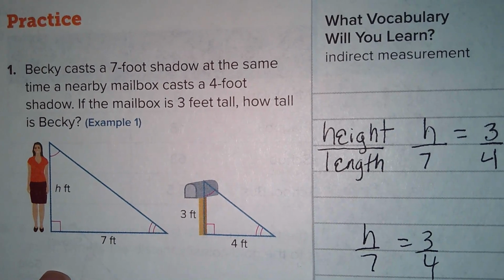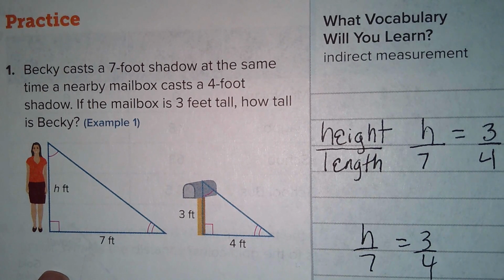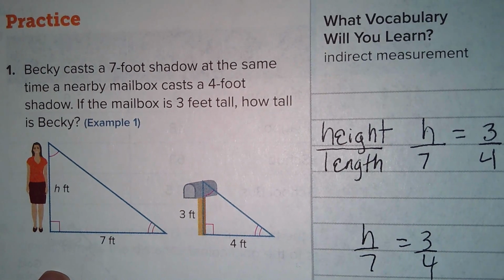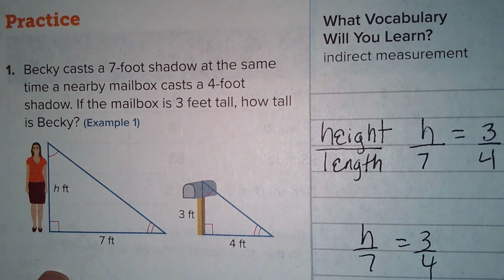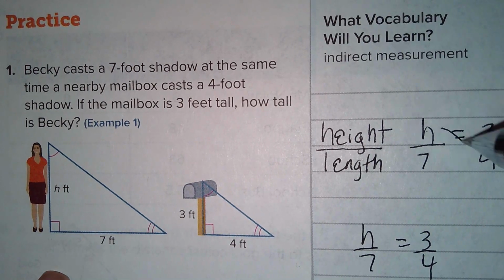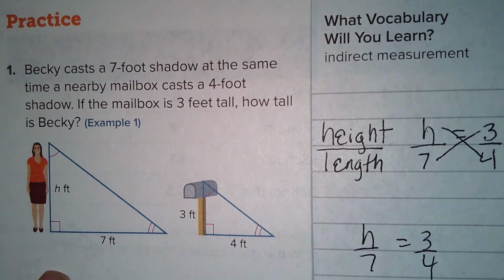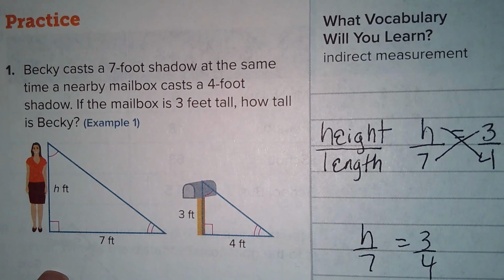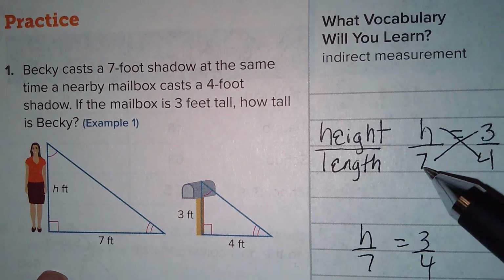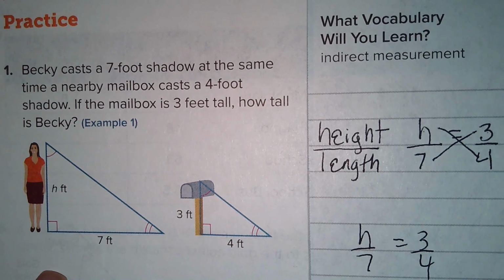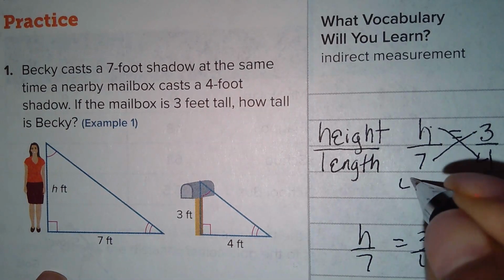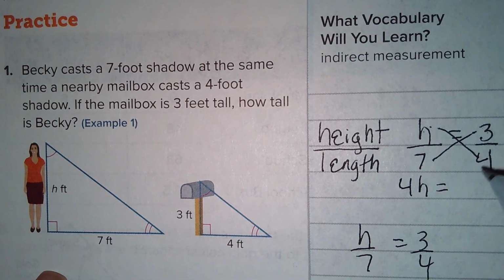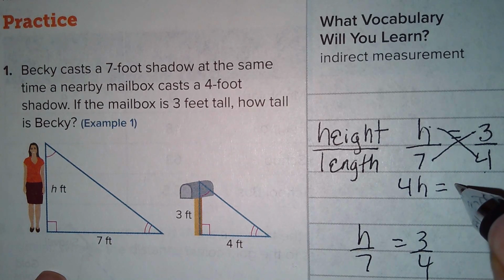All right, so once you have your proportion set up, one of the strategies to solve this proportion to find the value of H is to cross multiply. So I always like to draw what looks like an X, just as a reminder that when I'm cross multiplying, I'm multiplying my 7 times my 3 and then my H times my 4. So this is going to give me 4H equal to 7 times 3, which is 21.